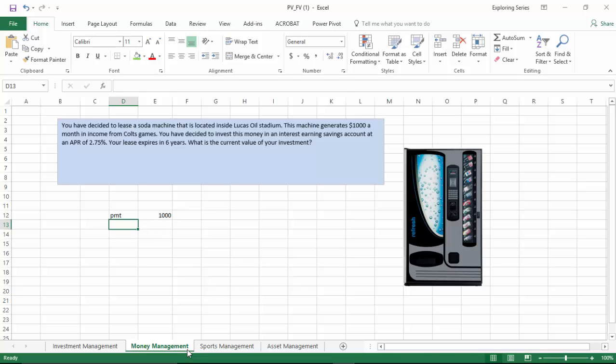Now, as a member of the College of Business, you're pretty smart, right? So you know what to do with this money. You're going to take it and invest it. So you put it in an interest earning savings account that earns 2.75% interest. Now, if you're a finance major, you're probably thinking that's pretty high for a savings account. The answer is it's true, but making it a number that high makes it more interesting. And the last thing we're going to say is, let's say that your lease is for 6 years.